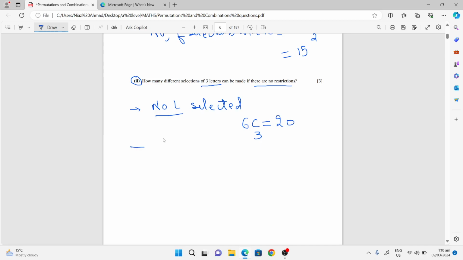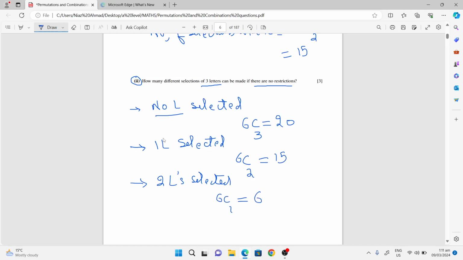This is the first scenario. For the second one, 1 L is selected. There are no restrictions, so you can do what you want. In the first selection, no L is selected. In the second, 1 L is selected. So if 1 L is selected, then you can choose another 2 letters out of 6. So 6C2 would be 15. And the third option would be when 2 L's are selected. When 2 L's are already selected, now you can select only 1 letter out of 6. So it would be 6.